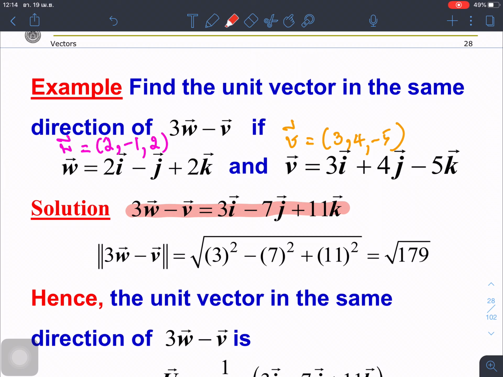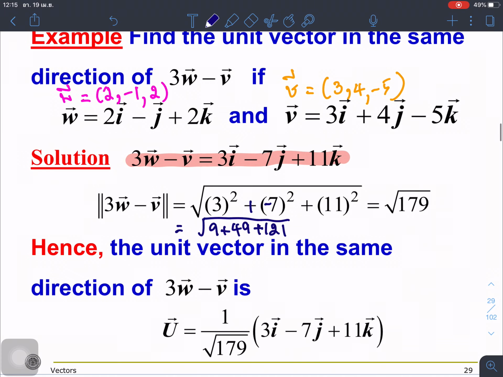You get, there's a mistake here. You have 3 squared plus -7 squared plus 11 squared. Let me check if it's right. So you would have 9 plus 49 plus 121, and that should be okay. It's the square root of 179. Okay, that's the modulus of this vector.